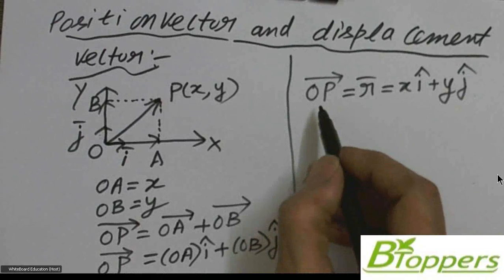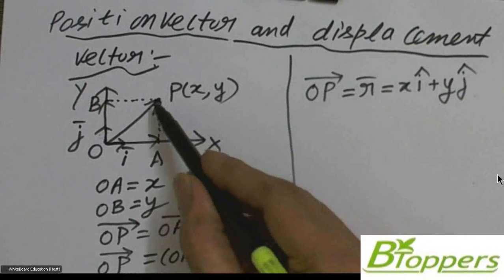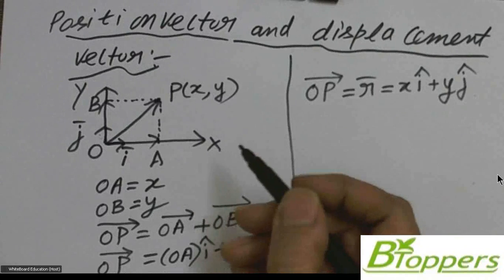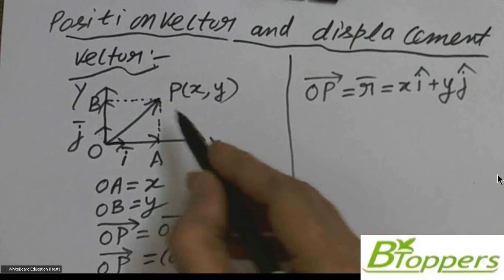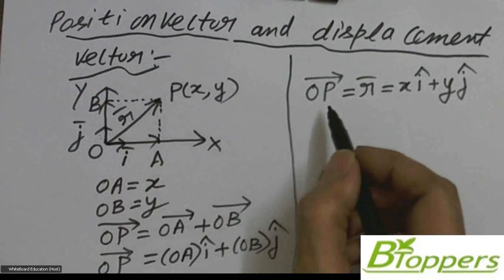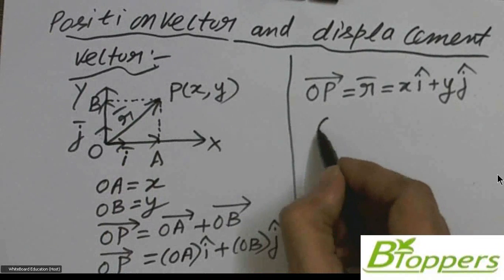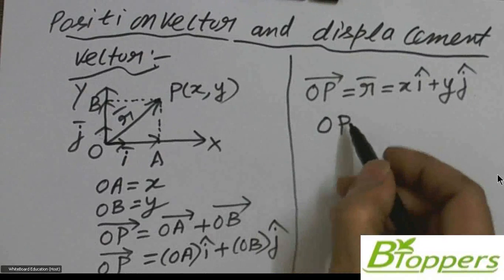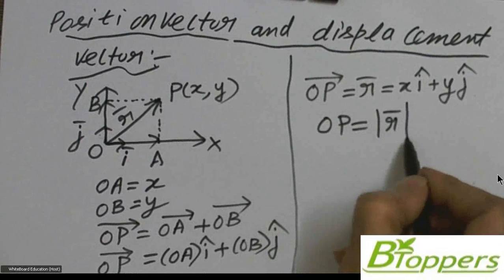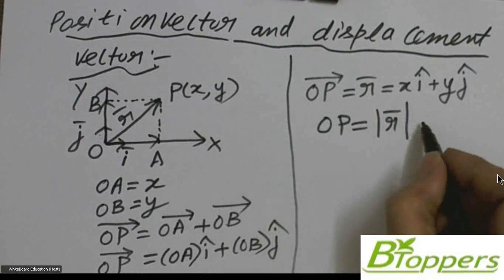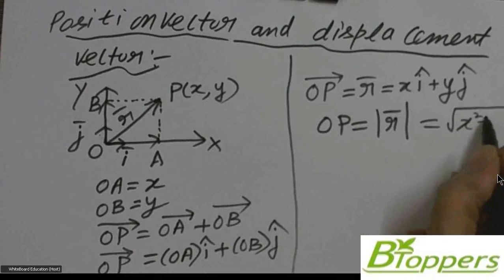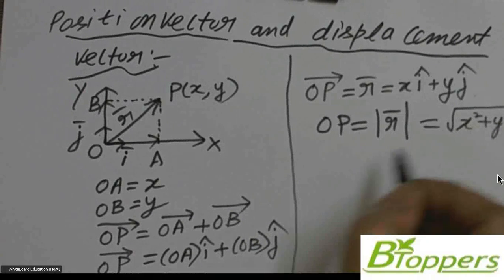So the direction of the position vector of the point P is taken from the origin toward the point P. And the magnitude of the position vector of the point P gives you the distance of the point P from the origin. So in the figure, the length of the line OP, or magnitude of the position vector r bar, can be written as root of x square plus y square.